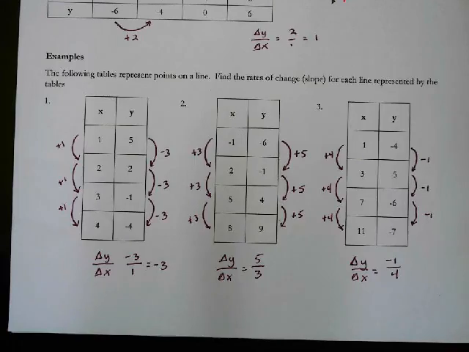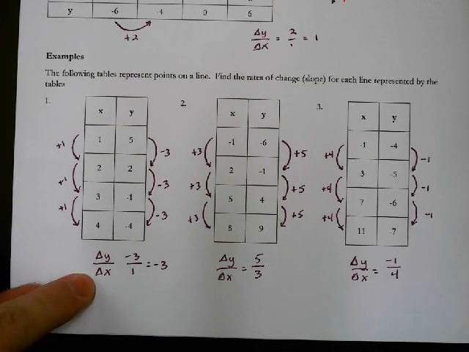So I don't need a graph to find the slope. I don't have to just do slope triangles. I can look at just a table and find the slope by looking for the constant rate of change, comparing the change in the y values to the change in the x values.